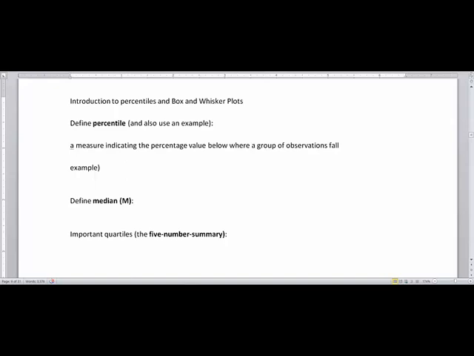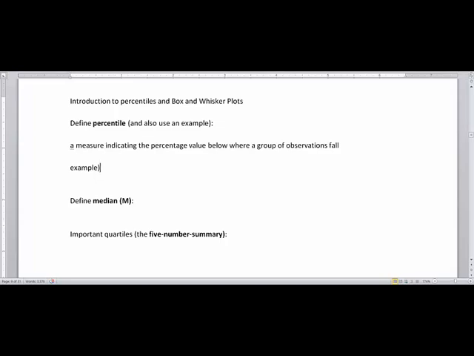In this statistics video, we are going to get an introduction to percentiles, and also box and whisker plots. Now first of all, let's define what a percentile is. A percentile is a measure indicating the percentage value below where a group of observations fall.